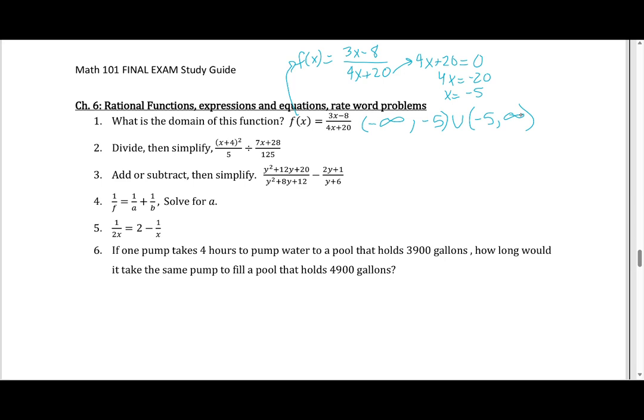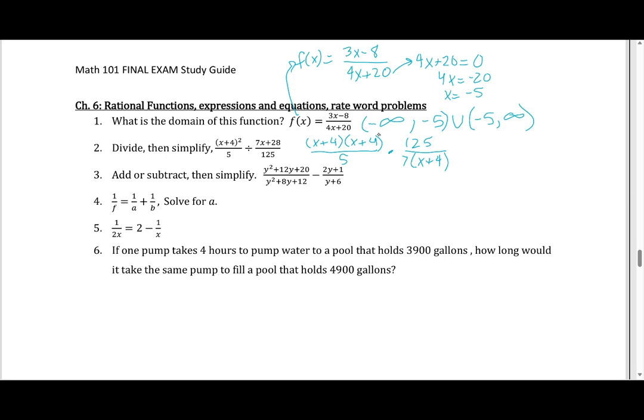Alright, number 2 says to divide and then simplify. Anytime you divide, you're going to need to flip the second fraction. Let's go ahead and just write out what we have so far in number 2. I'm going to expand that, just writing the x plus 4 twice, over 5, can't do anything with the 5, and then I'm going to flip the second fraction and change this to multiplication. So 125 over, let's go ahead and take out that GCF of 7 there, so I'm left with x plus 4.